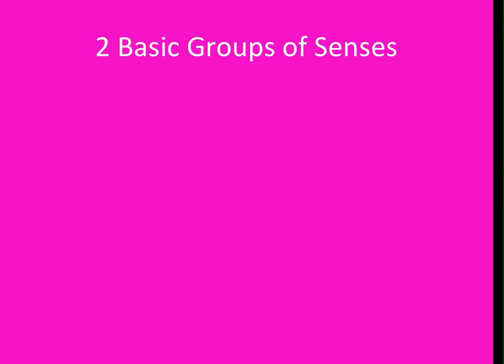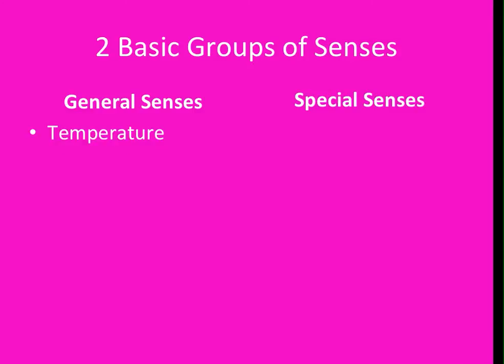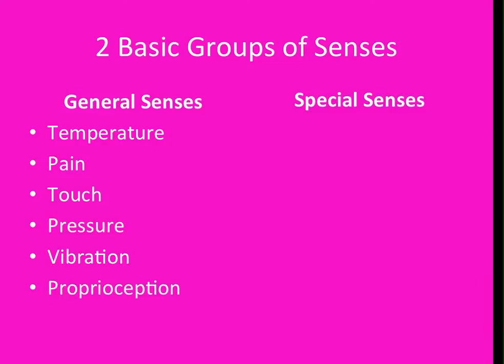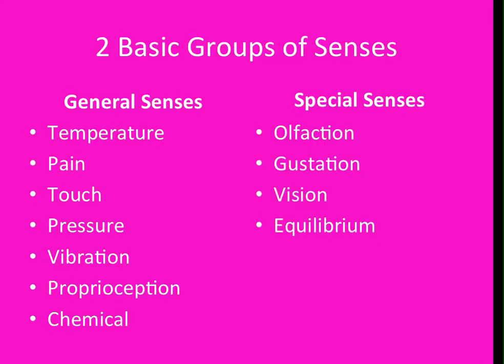Now we have two basic groups of senses that we're going to be going through. The first one is the one that we're going to deal with mostly in this video, and those are the general senses. And then we have the specialized senses. The general senses include temperature, pain, touch, pressure, vibration, proprioception, which is our orientation in space, and chemicals. Our specialized senses we typically associate with sense organs, and those include olfaction, gustation, vision, equilibrium, and hearing.